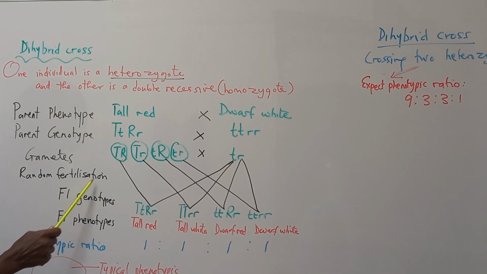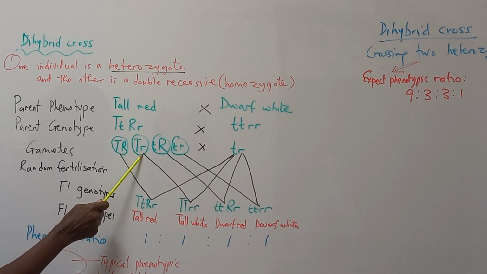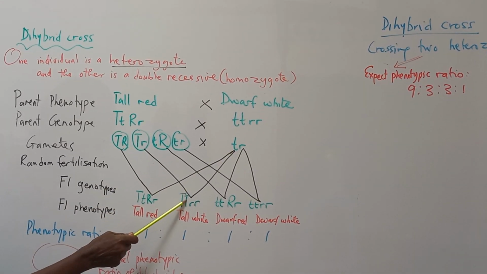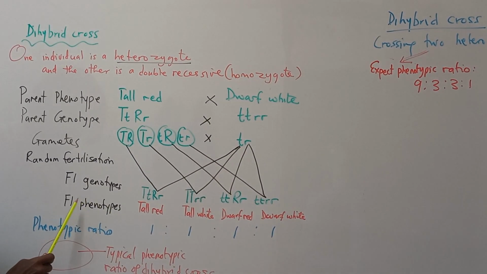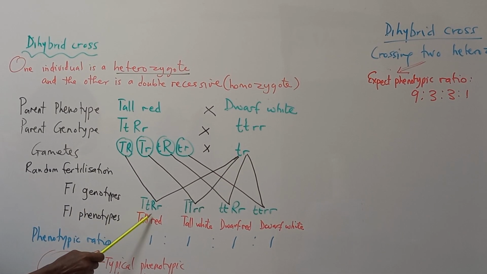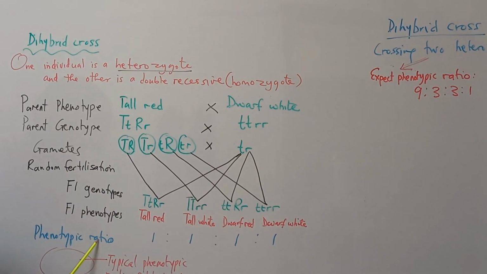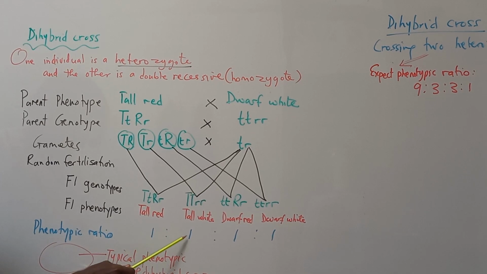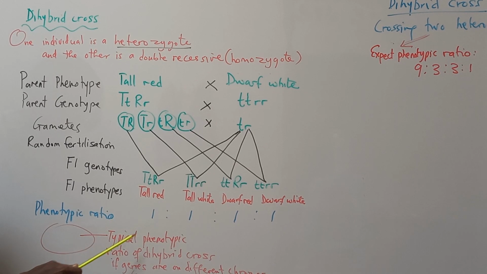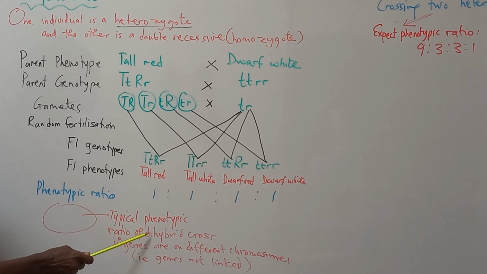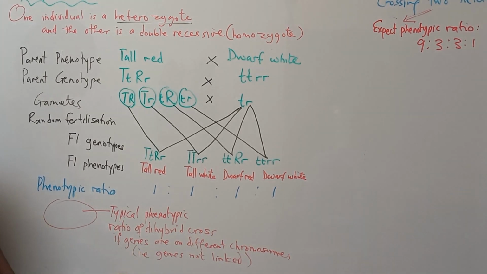Random fertilization will produce this genotype, this, this, and this. The phenotypes are tall red, tall white, dwarf red, dwarf white. The phenotypic ratio is 1:1:1:1. Now, this phenotypic ratio is typical of a dihybrid cross if the genes are on different chromosomes.